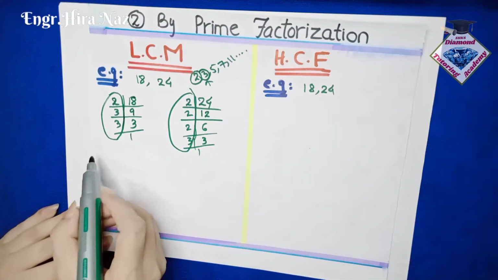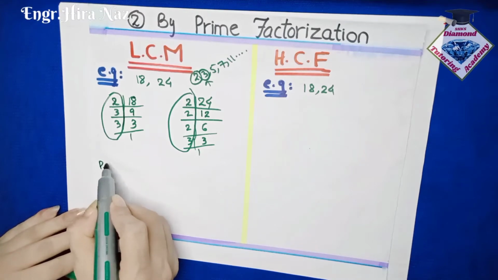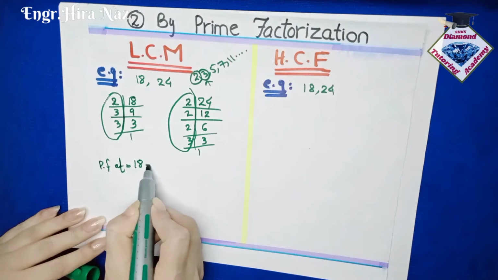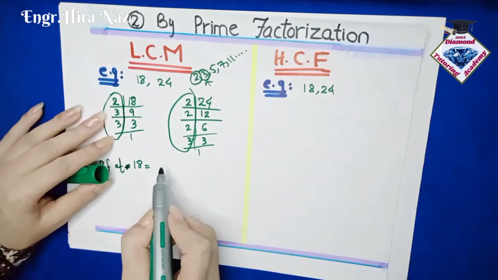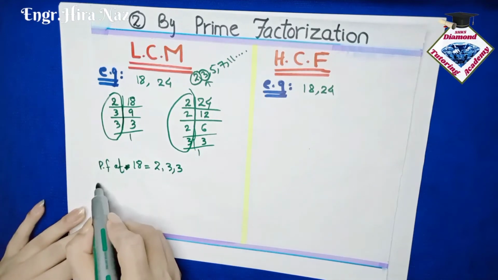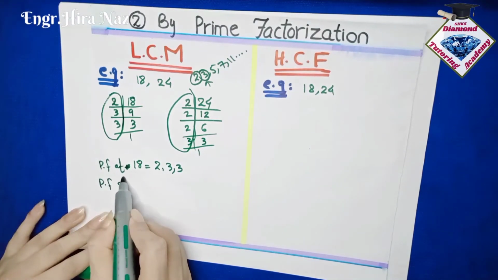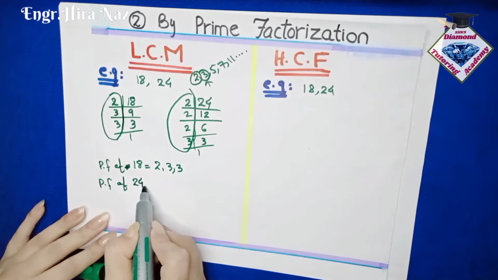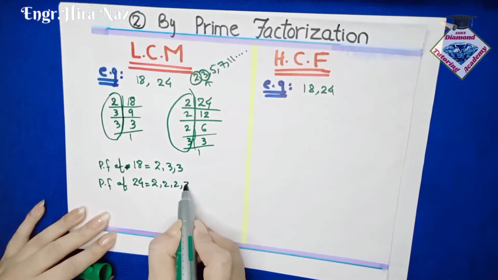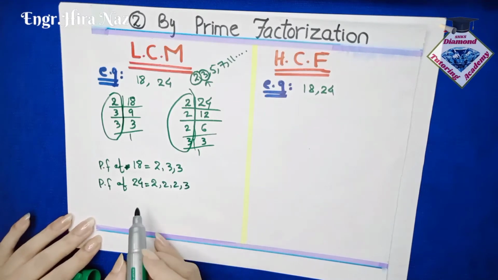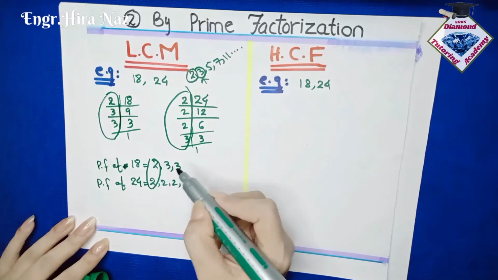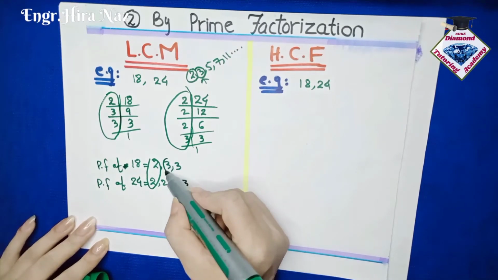So we have to write, first we will write the prime factors of 18, which are 2, 3 and 3. Now we have to write the prime factors of another number, which is 24. And those are 2, 2, 2 and 3. Now we have to find out common factors among these, which are 2 and 3.